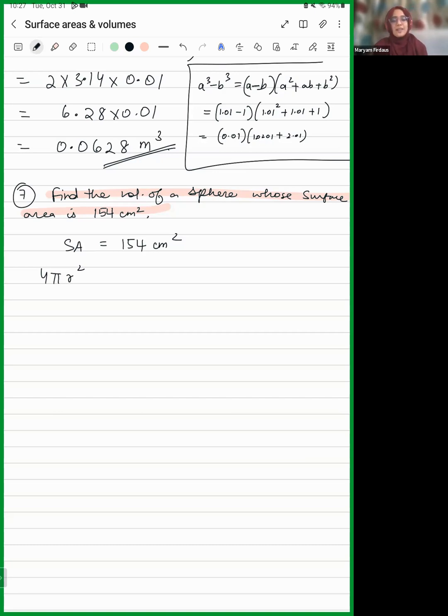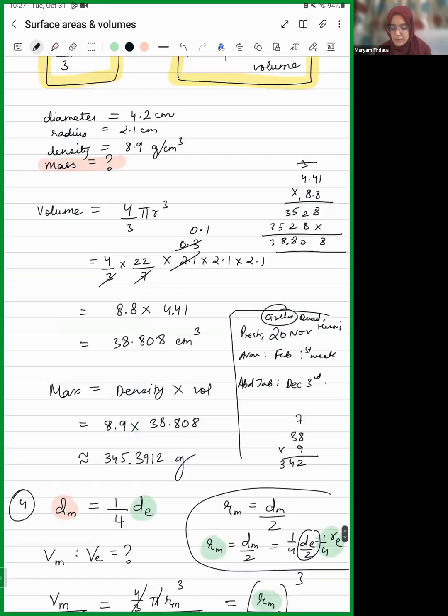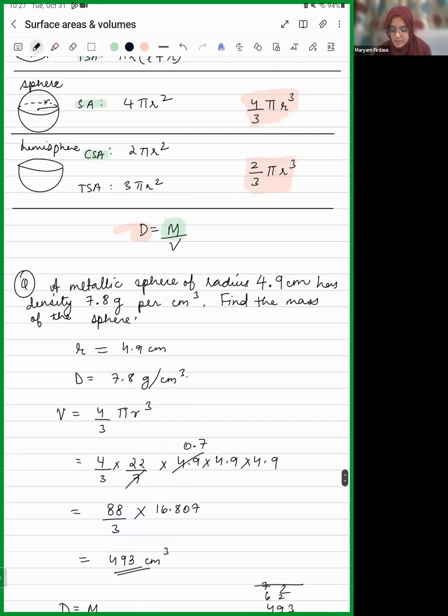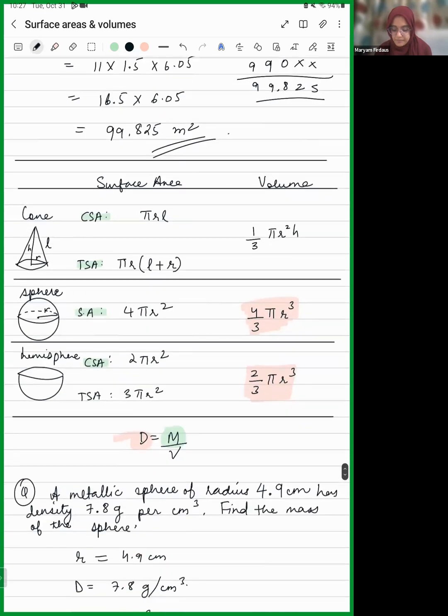Don't forget these things. We even revised them in the previous class. Preshita, do you remember? Yes, ma'am, I just checked my list. We were just revising all of these. So surface area of a sphere is 4 pi r square.